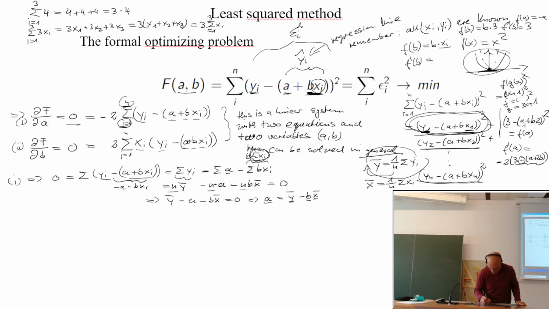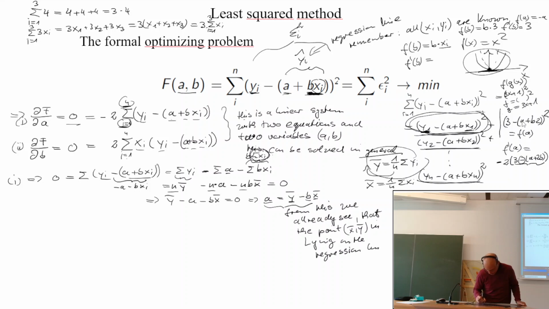So from this we already see that the point x bar, y bar is lying on the regression line. Well, let's take this at first.